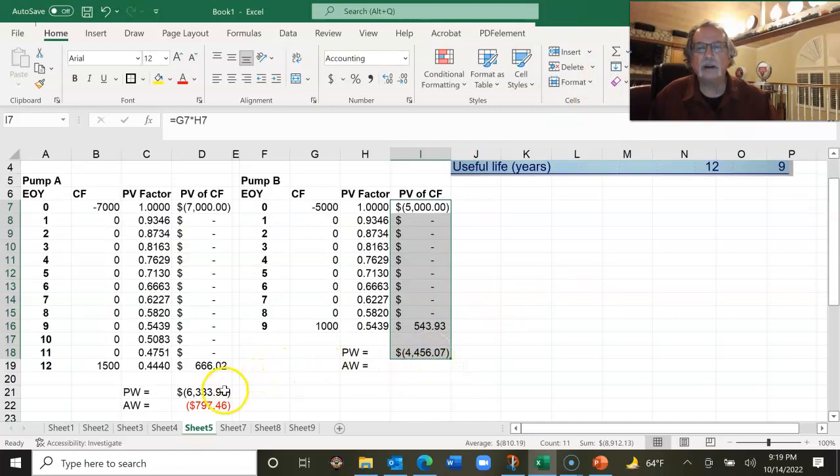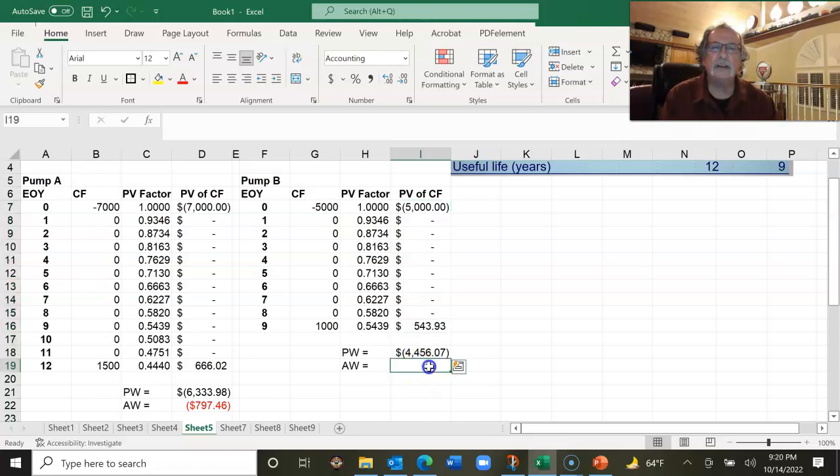Now this is not directly comparable to the present worth of the 12-year pump because they have alternate lives. And to analyze it properly, again, we'd need a common denominator of 36 years. Do 3 of pump A and 4 of pump B. But assuming repeatability, we can just calculate the annual worth of each.